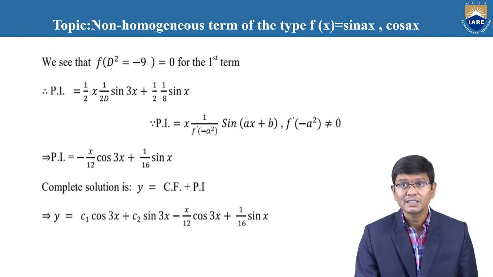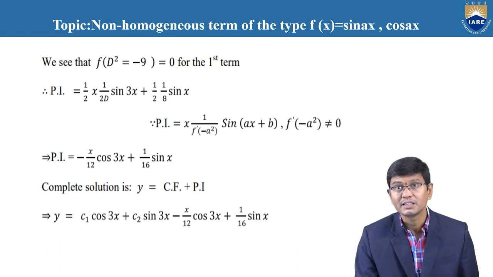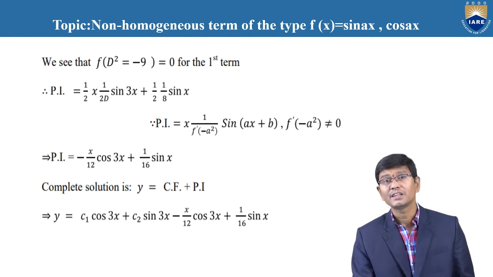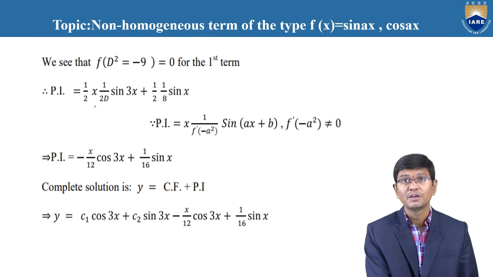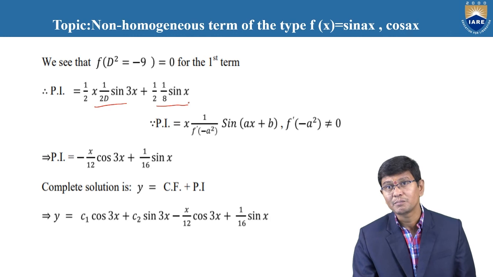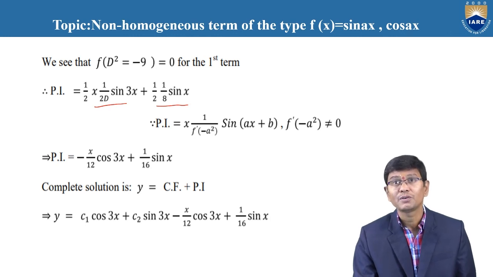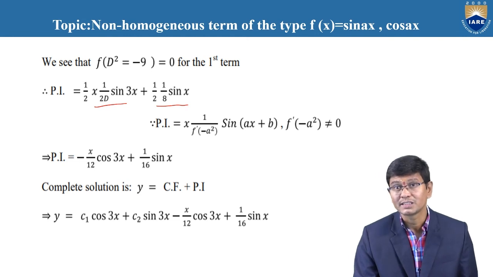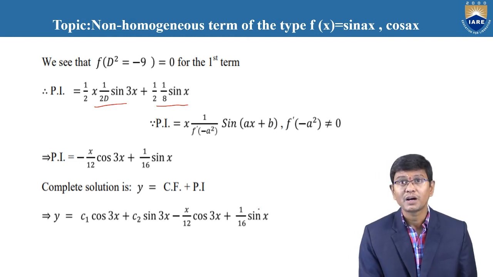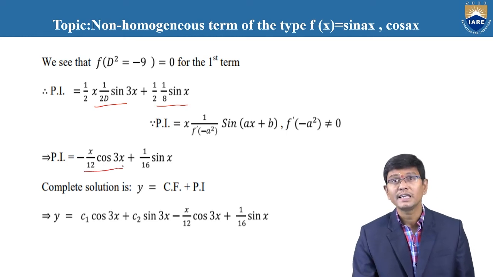2. But in the first part, the denominator becomes 0. According to the case of failure, the first part is multiplication with x into 1 by 2D into sin 3x. And in the second part, the denominator is not 0, so directly the solution is 1 by 8 into sin x. Therefore, the first part, 1 by 2D, is nothing but once again the integration of sin 3x. By using the integration and after simplification, that is minus x by 12 into cos 3x plus 1 by 16 into sin x is the value.